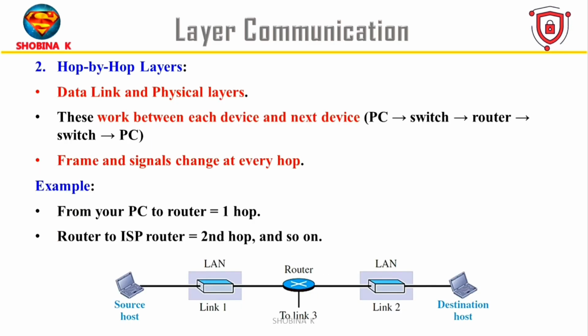Now let's come to hop by hop. It is used by the last two layers of the TCP IP model, which are data link layer and physical layer. These layers don't send messages from A to B directly. They only handle one step at a time. Like computer A to switch, switch to router, router to next switch, and so on. Every time the data moves from one device to the next, that is called a hop. So these layers handle each hop step by step.